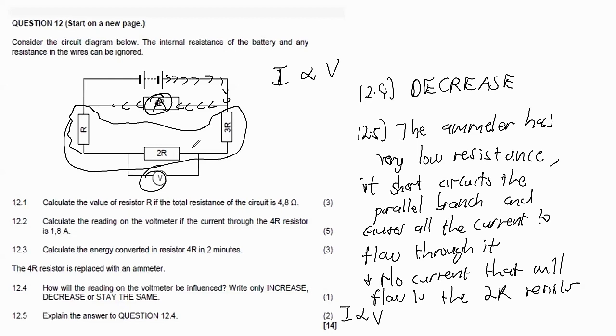You explain the concept of short circuiting, whereby you say that all the current will have to flow through that ammeter that has very, very low resistance, and then this leaves the parallel branch not receiving any current. And if there is no current passing through there, that means the voltmeter will also register a very low reading or no reading at all. So that's how you were supposed to explain that question for just 2 marks.